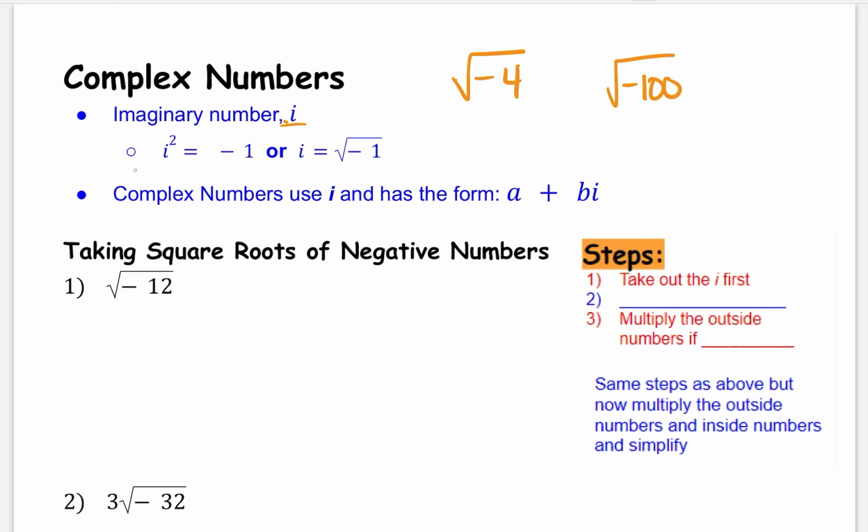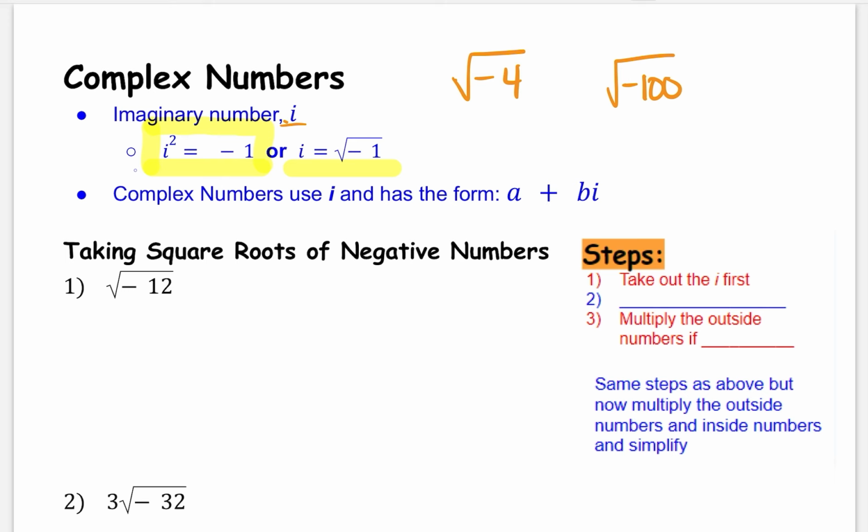However, we are going to be using some type of formula, and that formula is i squared, which is equal to -1, or simplifying that, we are going to have i, which is equal to the square root of -1. So this is a formula that we are going to be using.